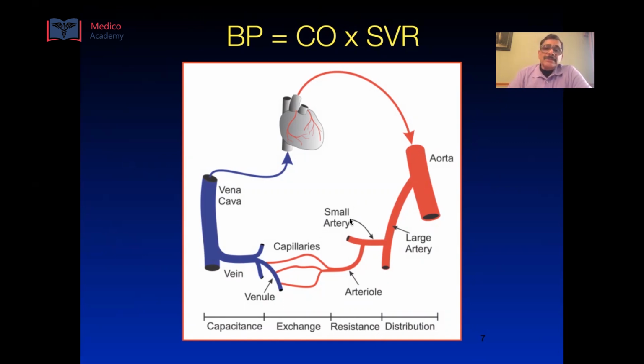So, a patient who has high blood pressure can be simply because of increased cardiac output, or can be because of increased systemic vascular resistance, or many a times a combination of both.